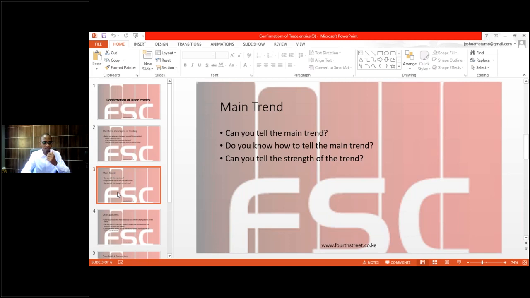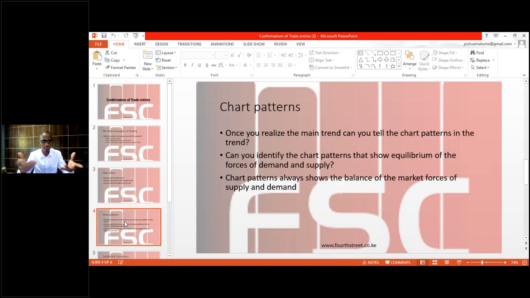Then, of course, after telling the strength of a trend, you can move ahead to analyze chart patterns. Do we have elaborate or clear chart patterns and price action signals that are alongside the main trend? Because this is how you get to be at an advantage in the forex market and to make money, because you do not want to trade against the trend.